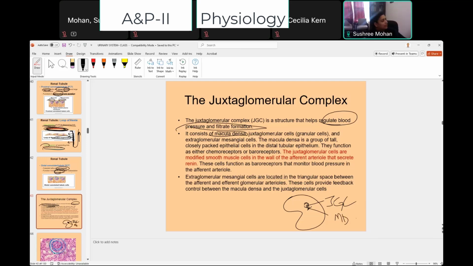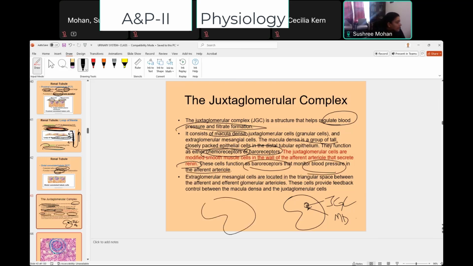And what is macula densa? It's a group of tall, closely packed epithelial cells. And they function as chemoreceptor or baroreceptor. Chemoreceptors means they are sensitive to chemical changes. Baroreceptor means they are sensitive to pressure changes. Okay, so these are modified smooth muscle cells in the wall of the afferent arteriole that secretes renin. So here comes the important hormone or enzyme renin. So renin acts both as an enzyme and a hormone in different places. So these cells function as baroreceptors that monitor the blood pressure in the afferent arteriole.